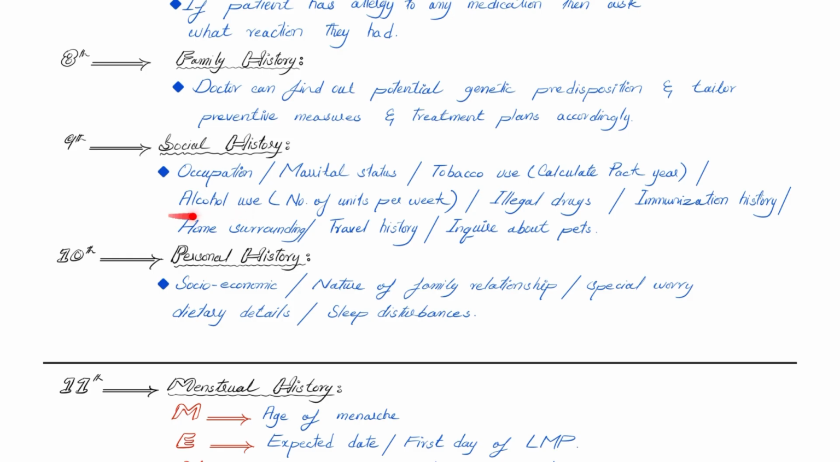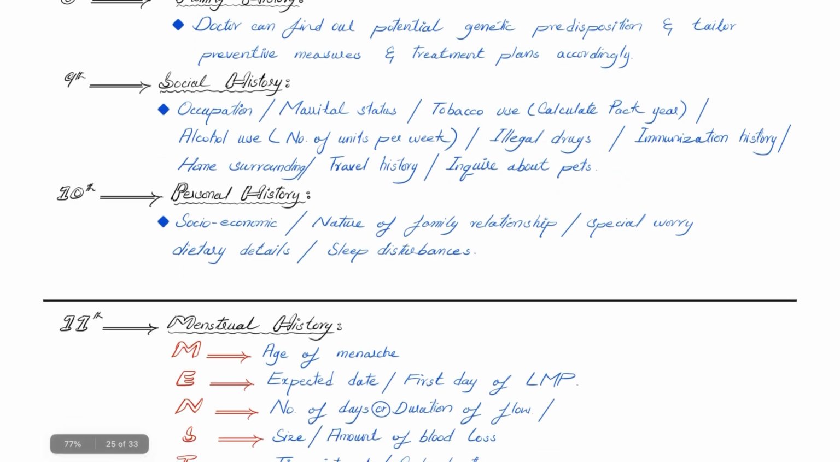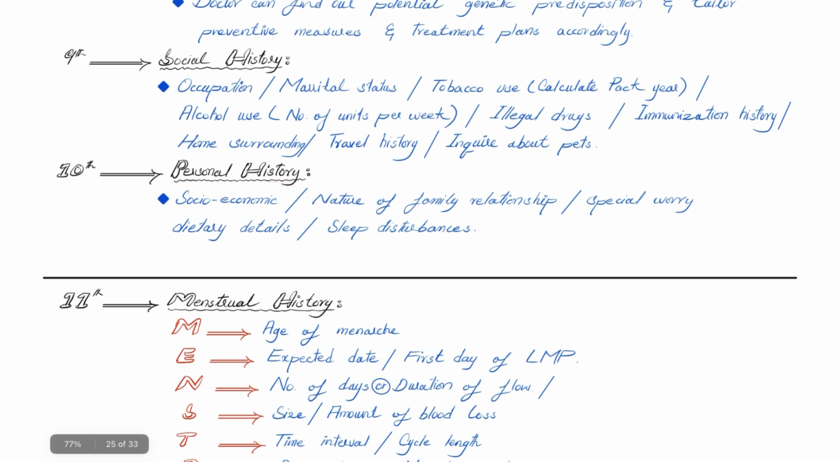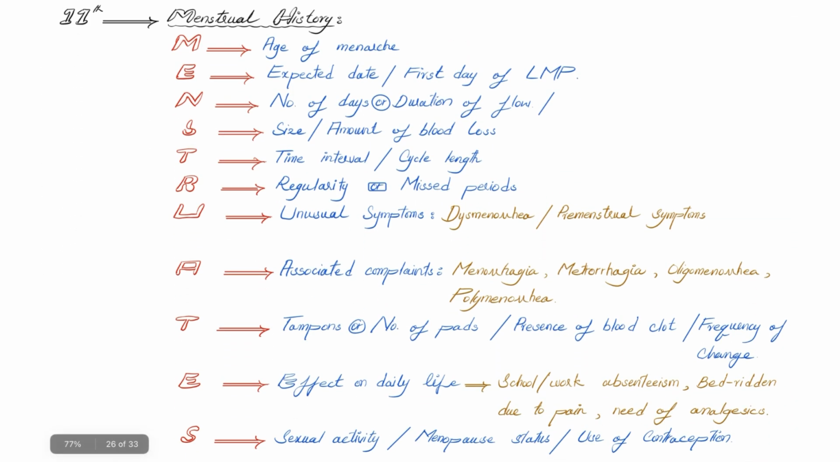Or ask if the patient is alcoholic or not. If the patient is alcoholic, then ask about the number of units the patient consumes per week. Ask about any illegal drugs. If the patient is a child, then ask about the immunization history, home surrounding, travel history, and inquire about any pet at home. Tenth component of history taking is personal history, like socioeconomics, nature of family relationship, special worry, dietary details, and sleep disturbances. If the patient is female, then take menstrual history, and we have the mnemonic MENSTRUATES.